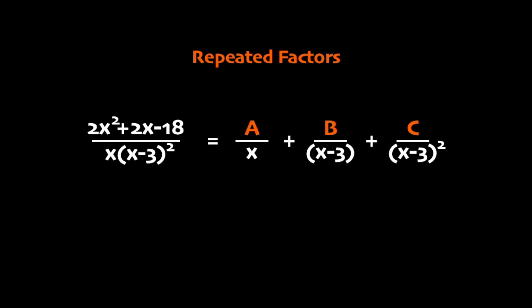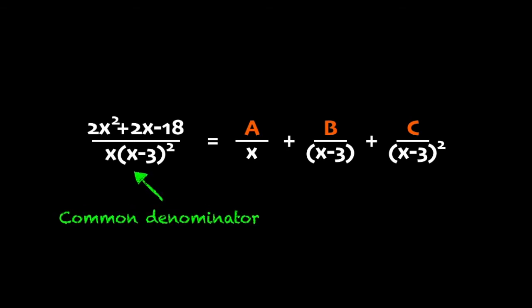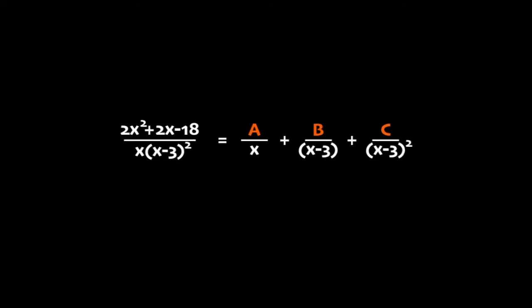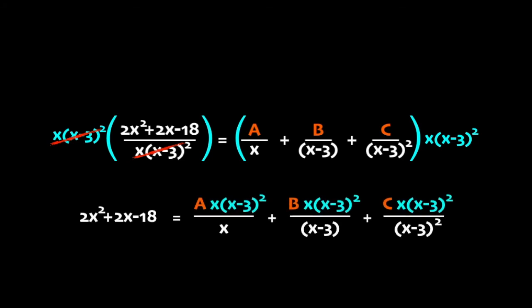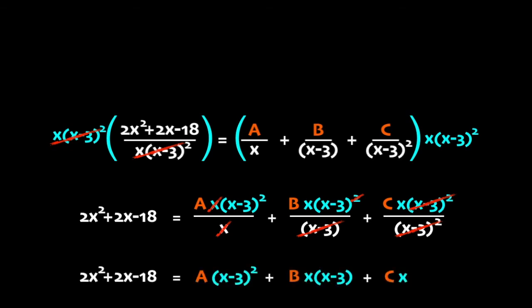So back to our example, the first step, just like we did with non-repeated factors, is to multiply both sides by the common denominator. So on the left, both the x minus 3 squareds are going to cancel, and on the right hand side, when we expand and simplify, we're going to get a times x minus 3 squared plus b times x minus 3 plus c times x.